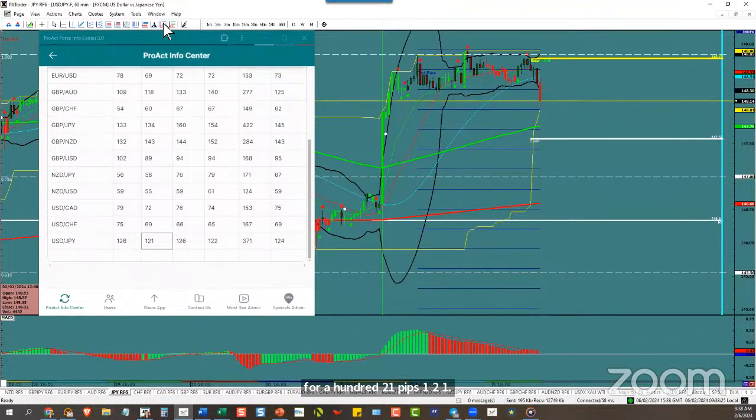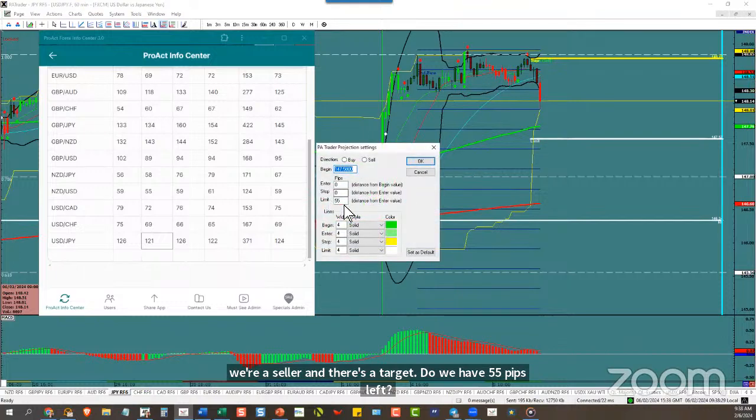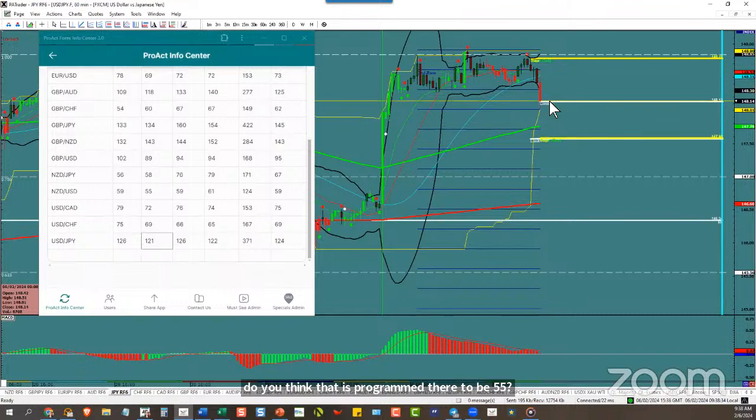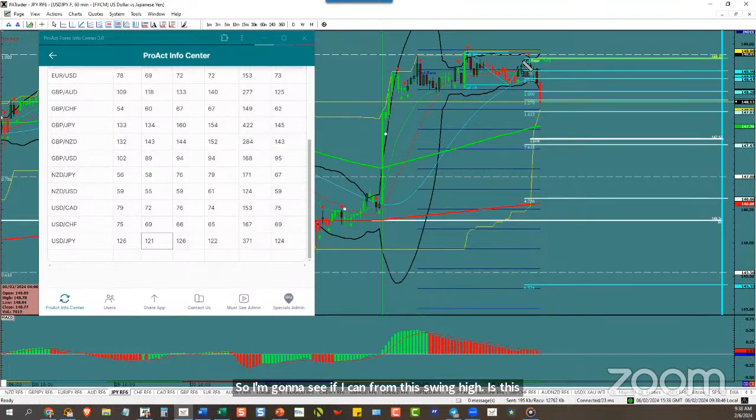Do we have 55 pips left? We go down to the target and go see if we have 55. Why do you think that is programmed there to be 55? All right, we have 55 pips. So we need a pullback here. Now I'd like to get some fibs on down there. So I'm going to see if I can from this swing high to this swing low to this swing high. Not much in that area.